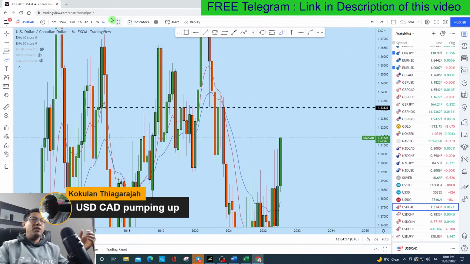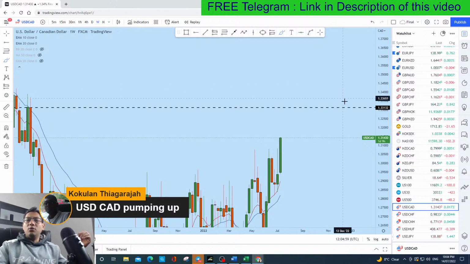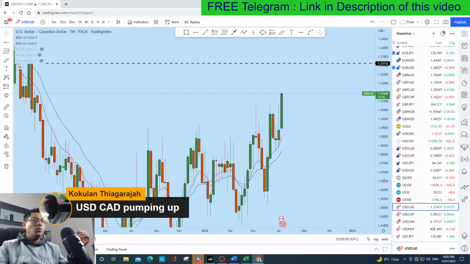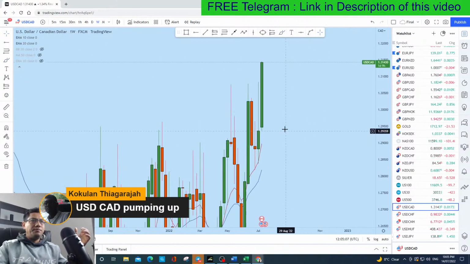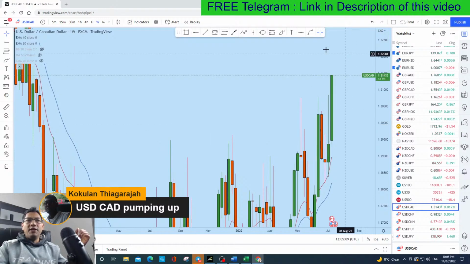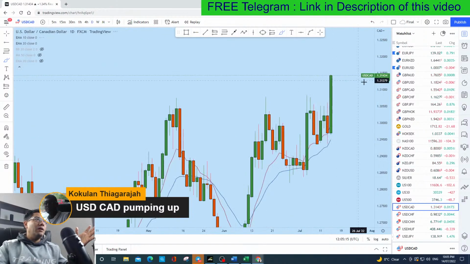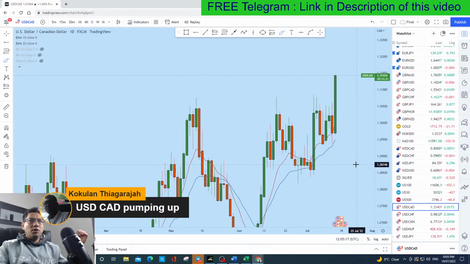It's very important. Now looking at the weekly, there is a gap opening on the weekly. You see, this is the gap opening, and after the gap opening there is a big move happening. So I think the price will continue to rise.